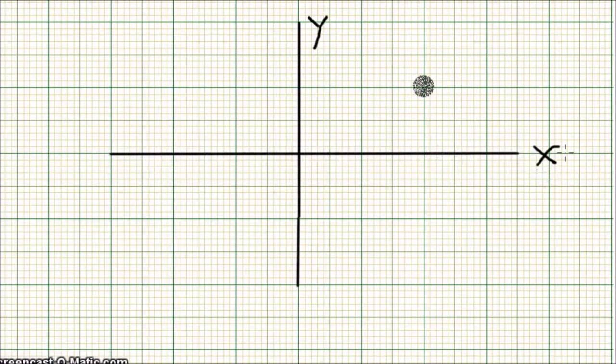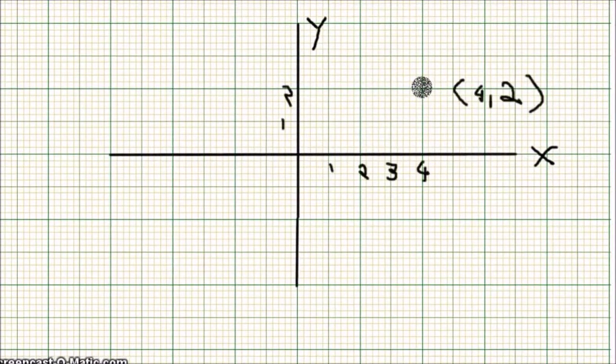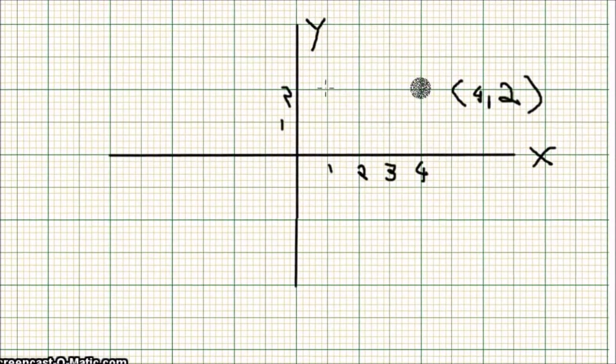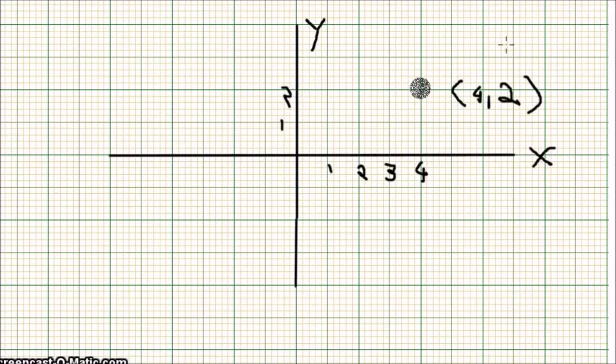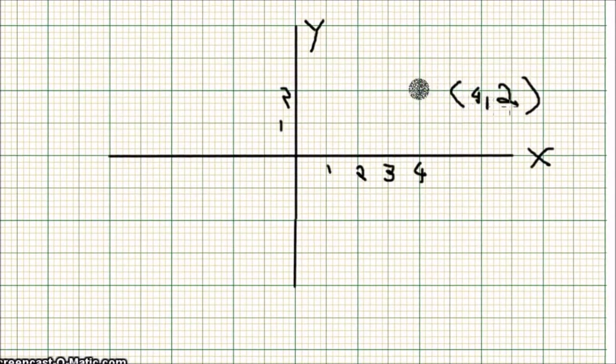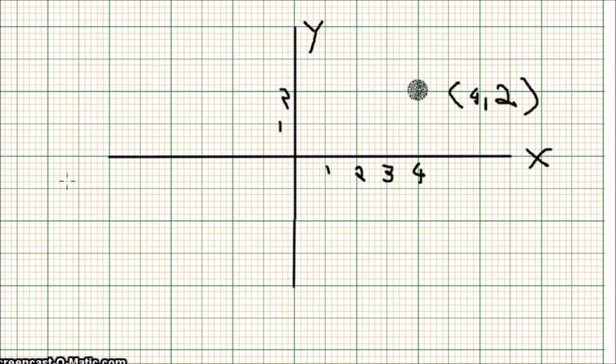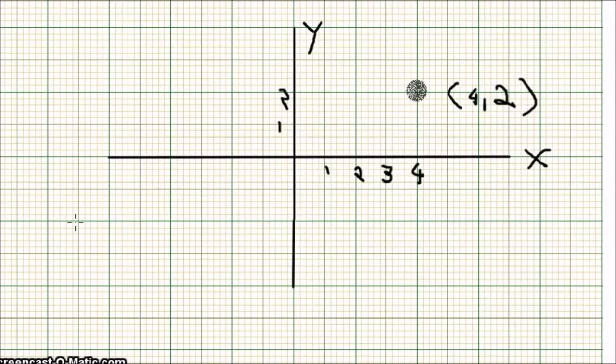Draw a vertical line from this point which intersects the x-axis. Mark that coordinate on x-axis at the point of intersection. In this case, it is 4. In the same way, find the y coordinate, which is 2. So that's how we have identified the location of this point on this graph or plane by the coordinates 4, 2.